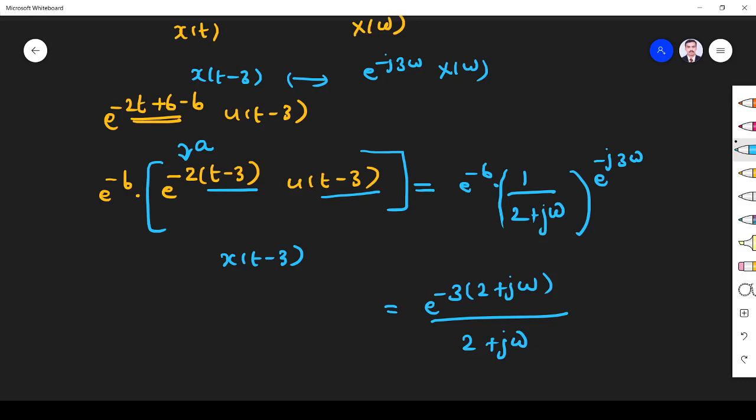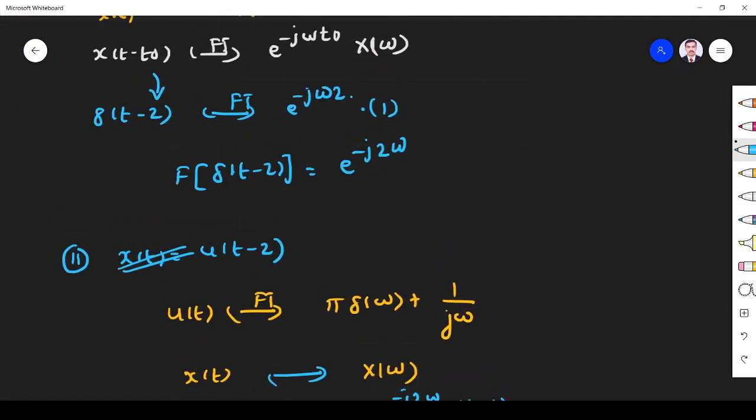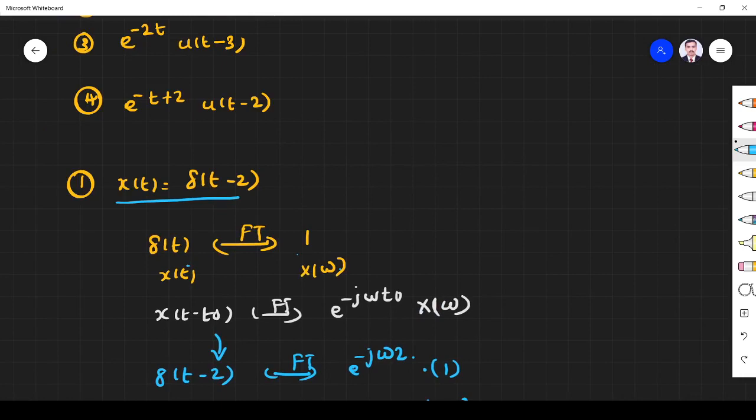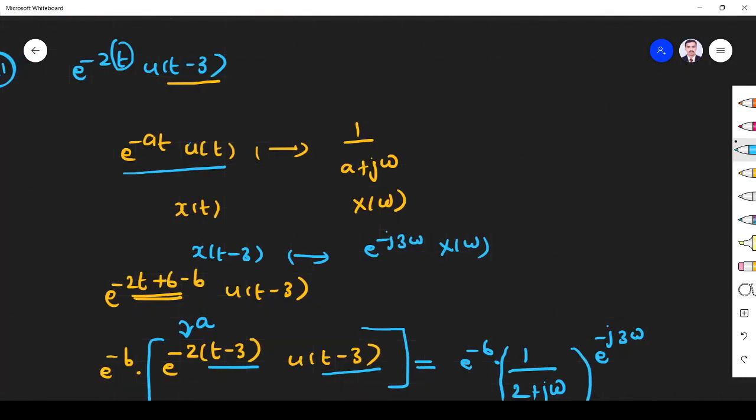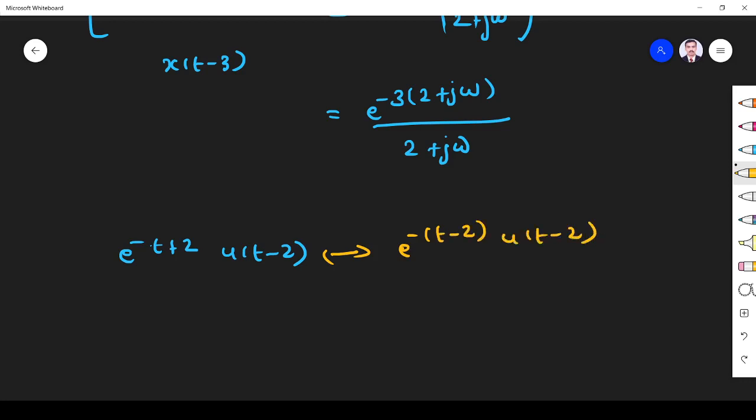I hope you understand, right? Next, the fourth problem: e power minus t plus 2 into u of t minus 2. I told you everything should be shifted by the same time unit. So I write this one as e power minus, taking minus outside, t minus 2, u of t minus 2. Now it is fixed.